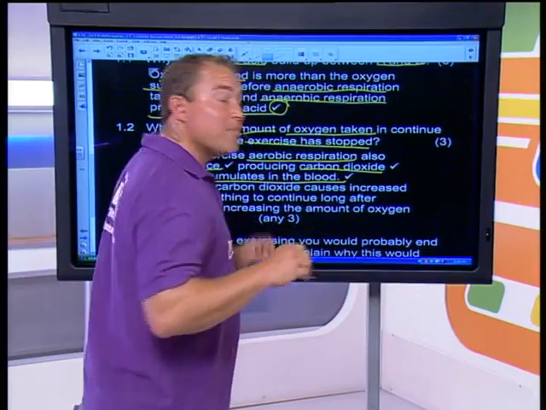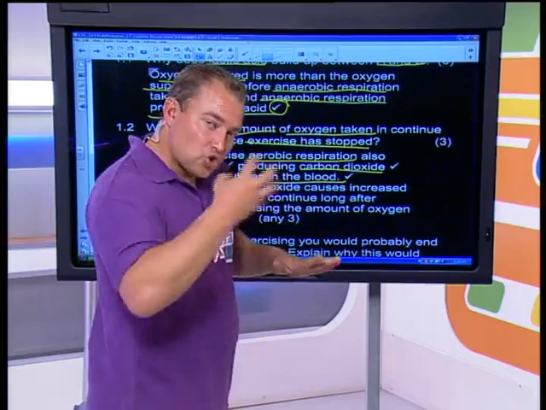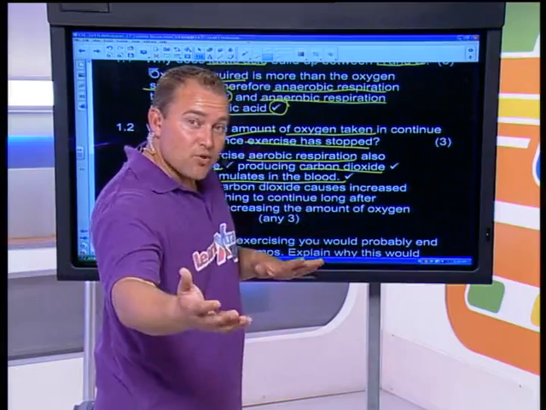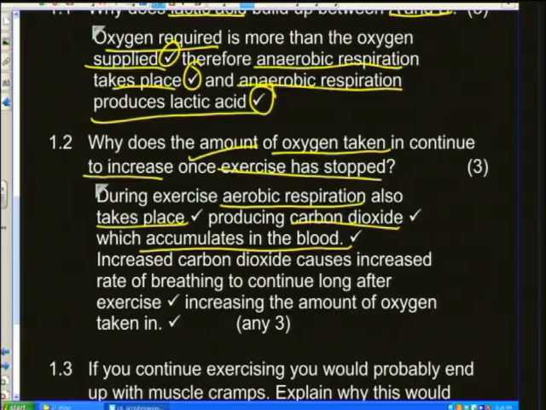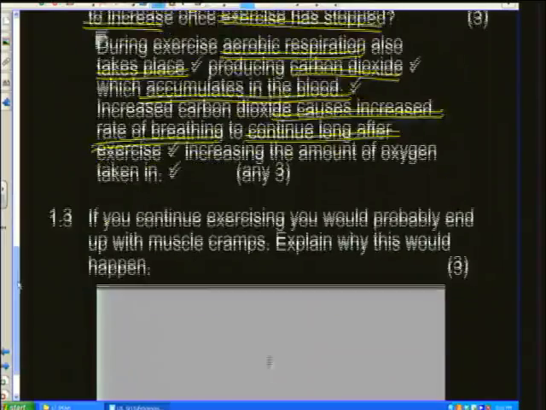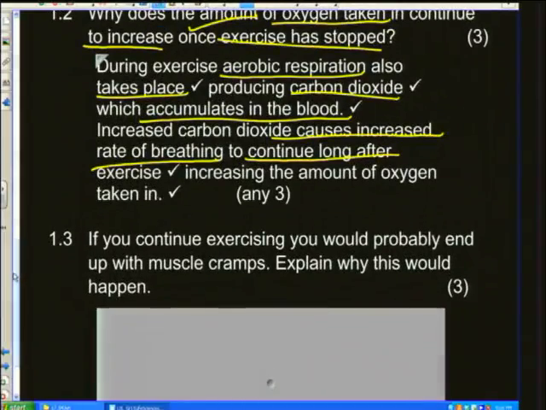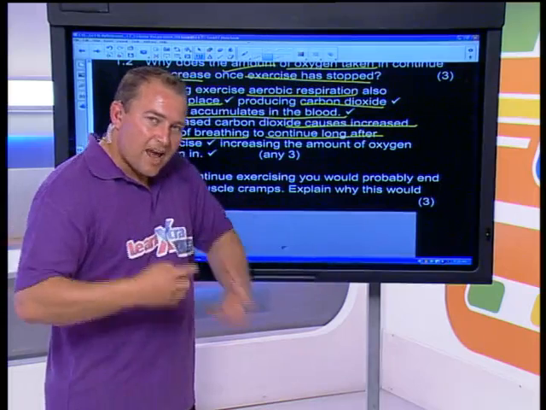So it's very important to have that homeostasis. There's too much carbon dioxide in the body, so we need to get rid of it and get more oxygen in. An increase in carbon dioxide causes an increased rate of breathing to continue long after the exercise has happened. So even though we've stopped exercising, because there's so much carbon dioxide, we need to get rid of it, so we need to take in oxygen and get rid of the carbon dioxide. But don't forget, you still need to go through your aerobic respiration to create that ATP that is still happening inside the body.